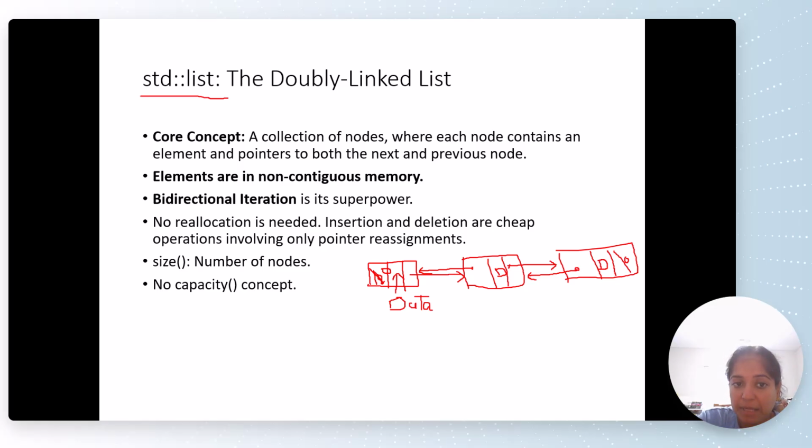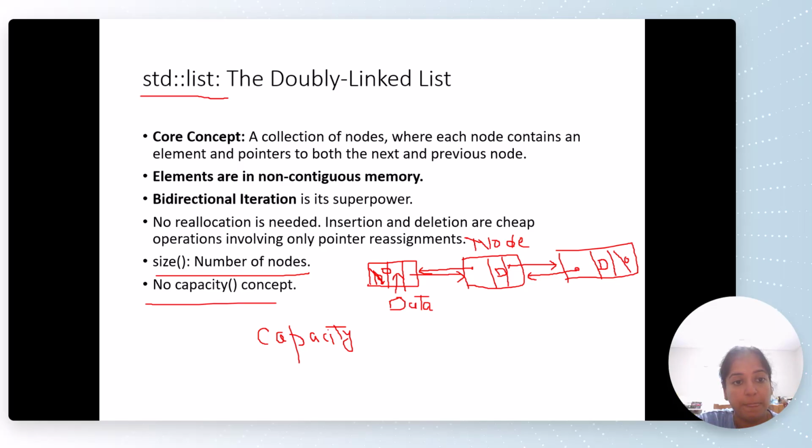These are again dynamic in nature because of the number of nodes you create. First of all, there is no capacity, because we are not allocating any memory to it. As many nodes as are required, we create a node at a time. So there is only size, which is the number of nodes, but there is no capacity concept. Other thing, these are non-contiguous memory, so memory can be used more efficiently.